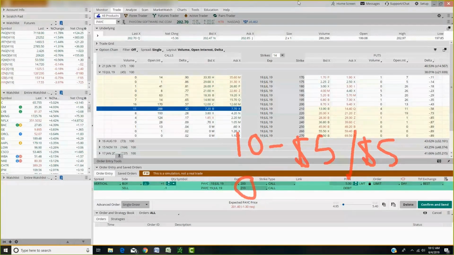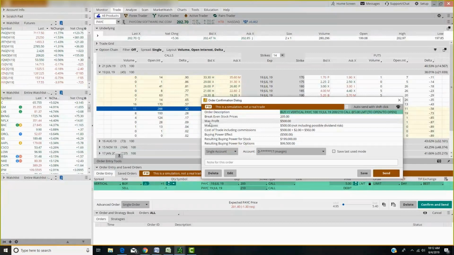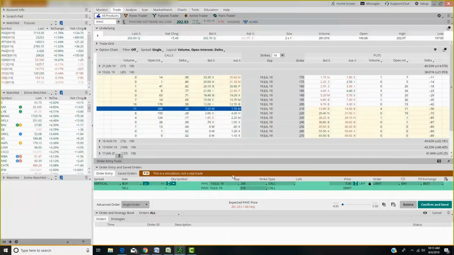And an easy way is, when I hit confirm, just read the numbers. Maximum profit, $500. Maximum loss, $500. 1-to-1. If I could get $5, this is something that I might be willing to trade. Okay? But again, these $10 strikes are not really doing it for me.